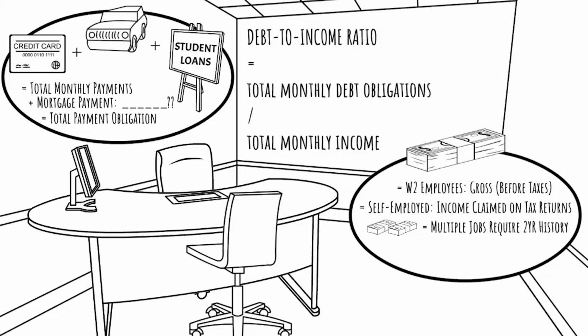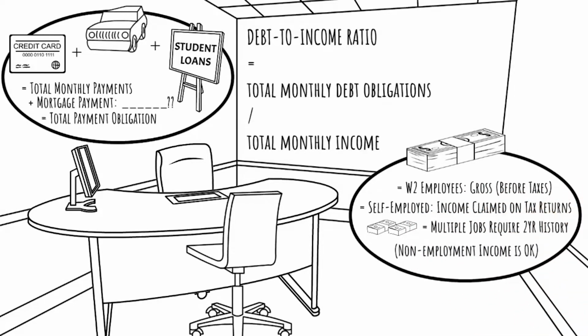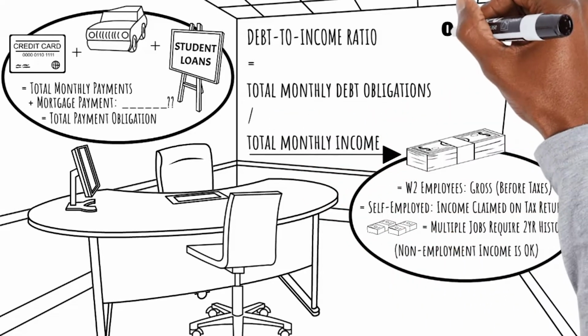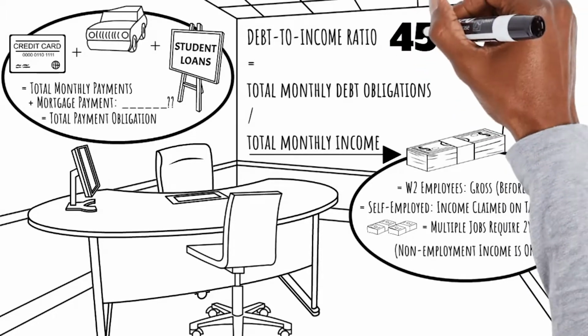By the way, we are able to consider non-employment income as well, such as Social Security, retirement, disability, and child support. Once we have determined your monthly income, we are able to calculate your debt to income ratio percentage. We do have programs that allow you to go over 50% debt to income ratio, but for the most ideal loan programs, you want to be under 45%.